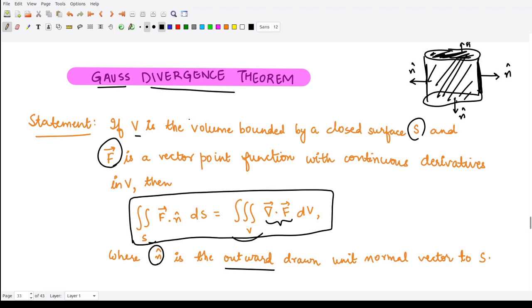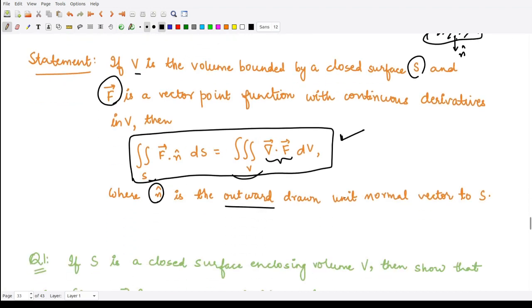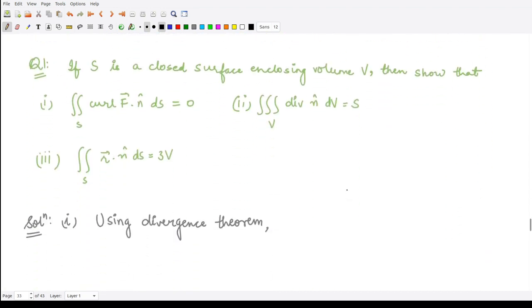Okay, so let's see how we can use this theorem in order to solve various questions. Our first question here is, suppose S is a closed surface enclosing volume V, then we are to show, for the first part, that the integral of curl of f dot n cap ds is equal to 0.